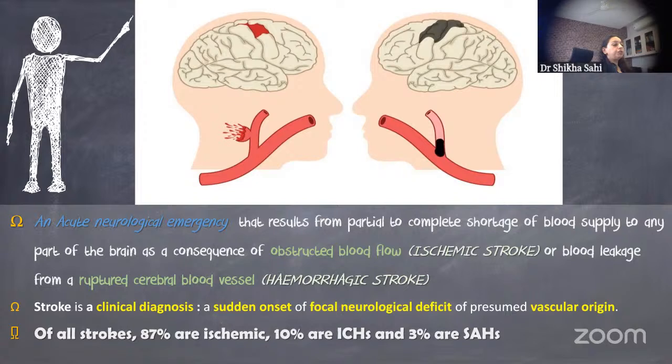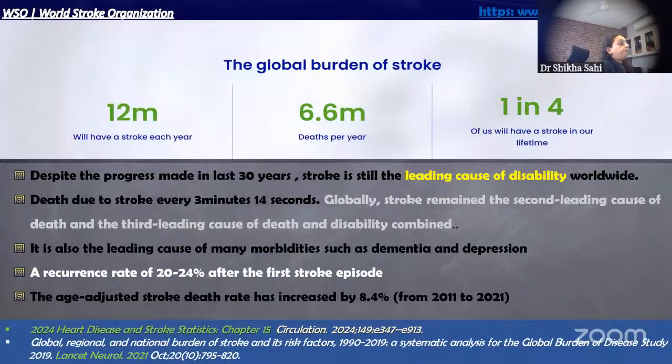Of all the strokes, ischemic stroke is the most common and it is most rewarding to treat. And other types of stroke are less common: intracranial hemorrhages or subarachnoid hemorrhage. The global burden of stroke is very high. Approximately 1 in 4 people will have a stroke in their lifetime. This is the data by the World Stroke Organization.